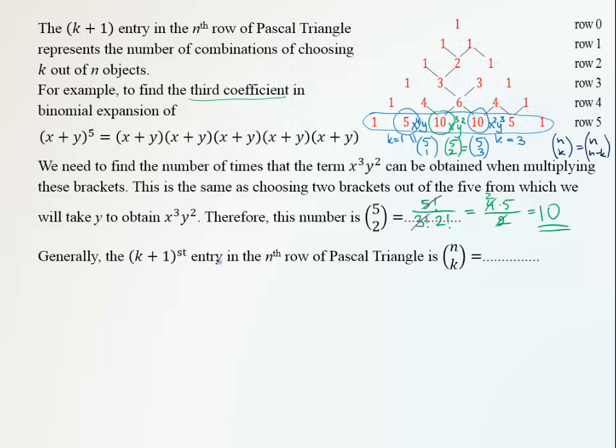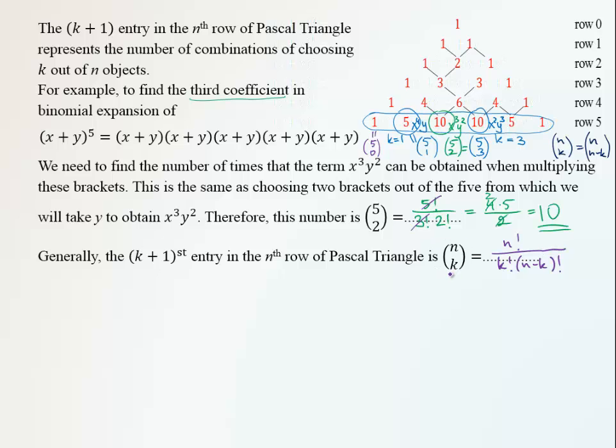Generally, the k plus first entry in the nth row of Pascal triangle, so for example here the third entry in the fifth row, is 5 choose not 3 but 2. So it's n choose k, not k plus 1, because the first entry really corresponds to 5 choose 0, so k is 0 for the first entry. Therefore, it's good to remember that k equals 1 is really the second entry, not the first. So, generally, the k plus first entry in the nth row of Pascal triangle is n choose k, and from the formula, this is n factorial over k factorial times n minus k factorial.